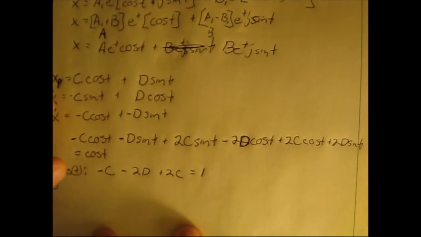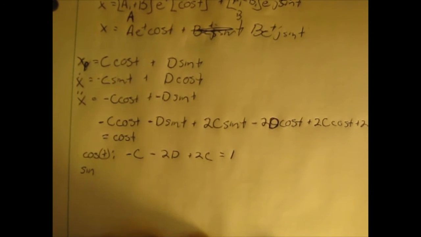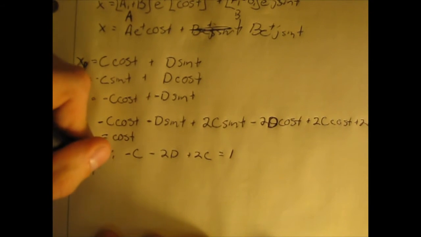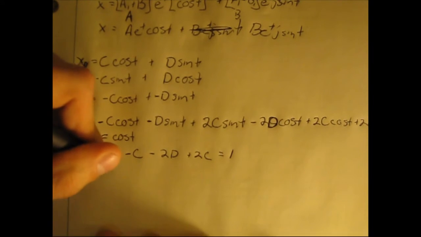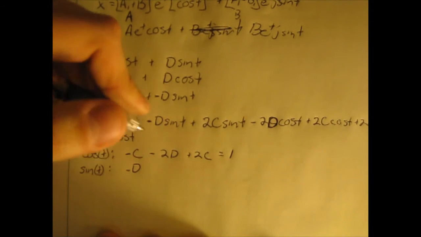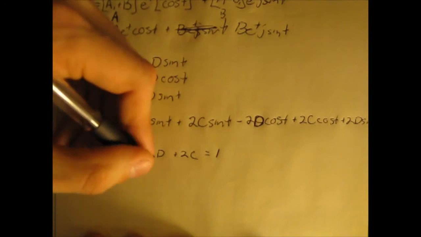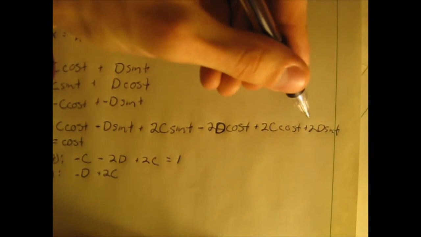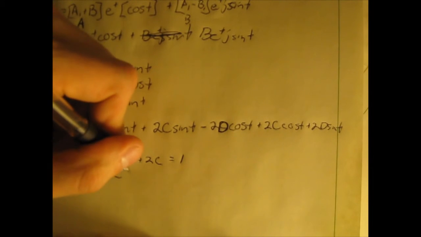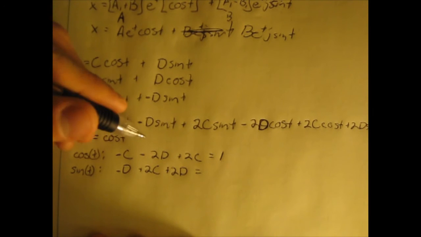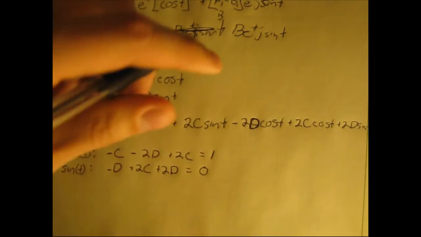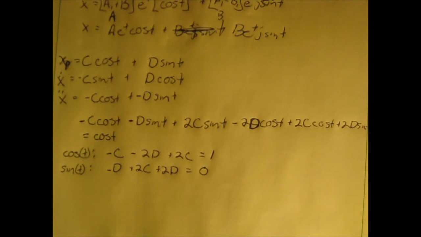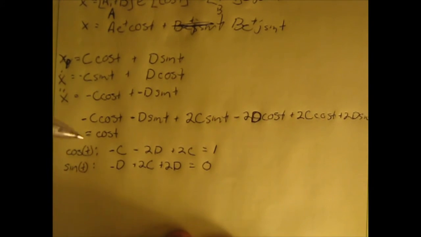Now for our sine terms, let's move that over. Sorry about that. So for our sine of t terms, we have a negative d. Moving over, we have a plus 2c. And let's keep moving over, we have a 2d. And that is equal to 0, because we have no sine terms on the right.